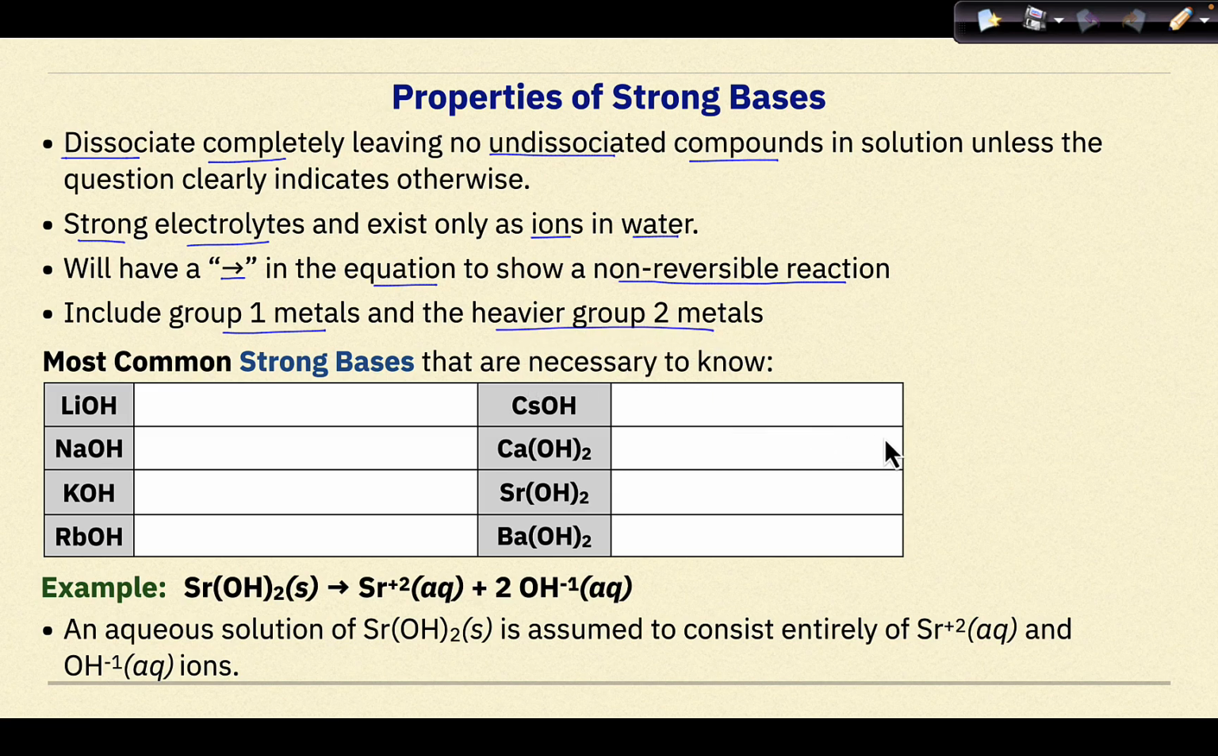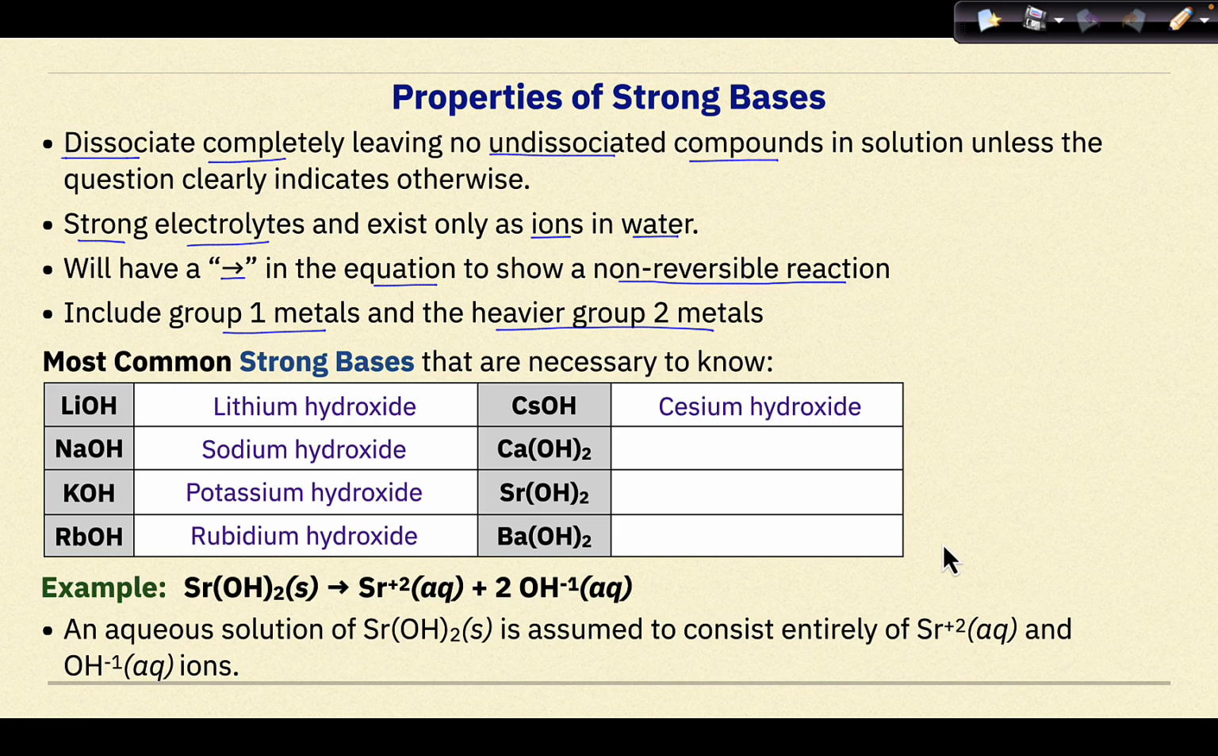The most common strong bases that are necessary to know include lithium hydroxide, sodium hydroxide, potassium hydroxide, rubidium hydroxide, cesium hydroxide, calcium hydroxide, strontium hydroxide, and barium hydroxide. An example of an equation involving a strong base is strontium hydroxide dissociating completely to form strontium ions and hydroxide ions. So an aqueous solution of Sr(OH)2 is assumed to consist entirely of strontium ions and hydroxide ions.